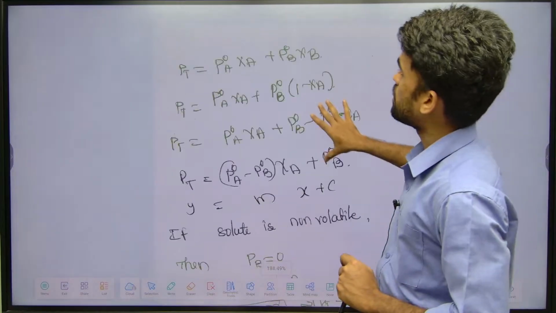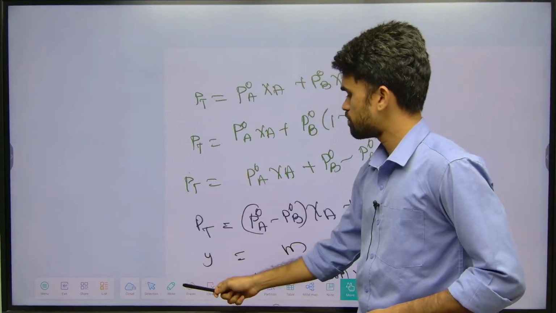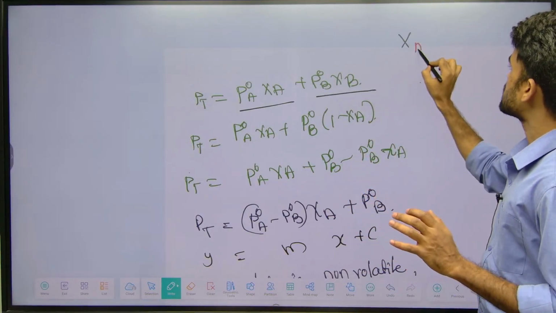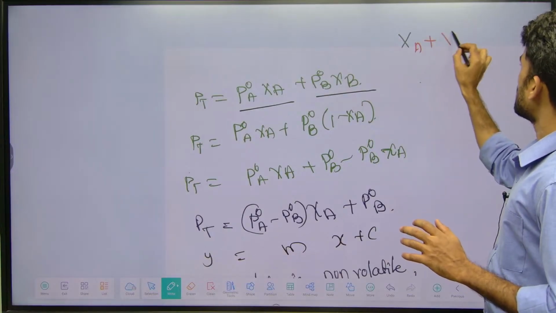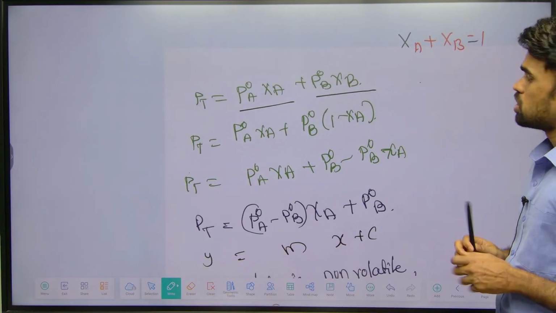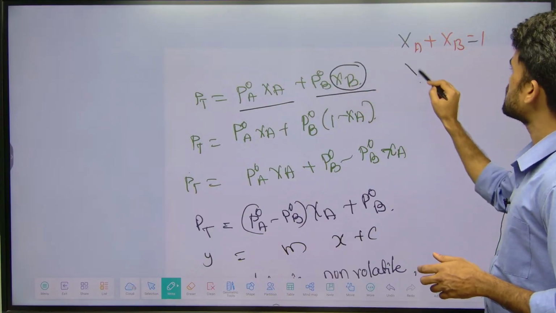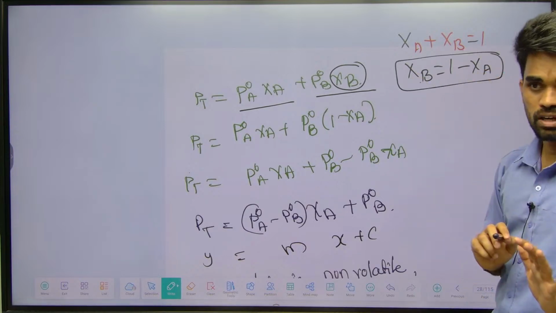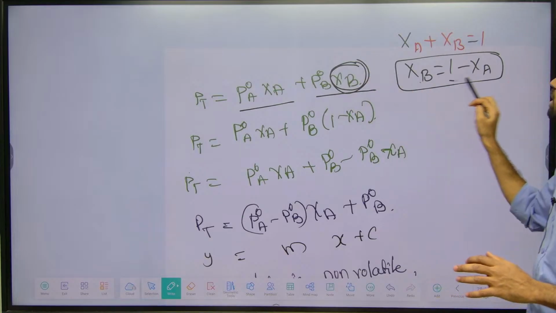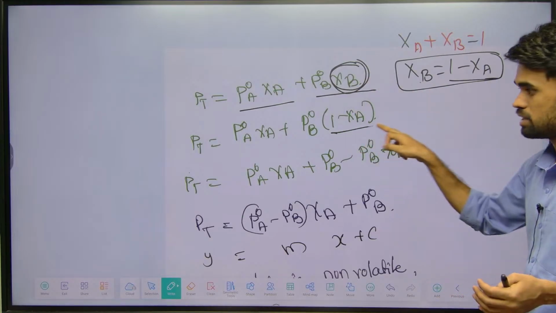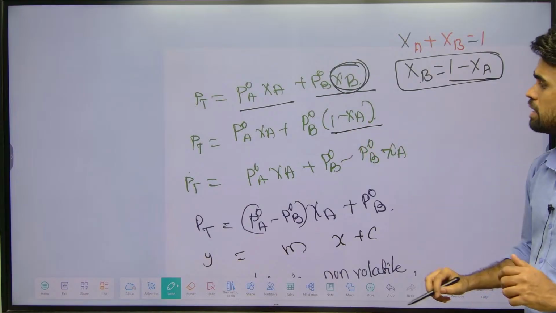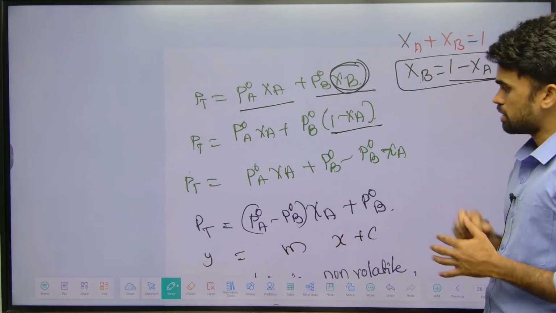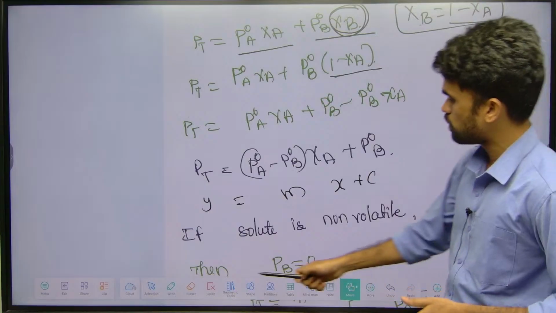Okay. So what we have written finally, P total equals P naught A chi A plus P naught B chi B. Okay. See, sum of mole fractions chi A plus chi B equals 1 we are writing now. So instead of writing chi B, what I am saying is chi B equals 1 minus chi A. Can we write it like this? No issues now. So wherever we have chi B, there I am placing this one. Do you have any issue with that? No. So I am writing that here. Okay. Try to multiply this inside. It becomes P naught B minus P naught B chi A. Yes or no? Yeah.